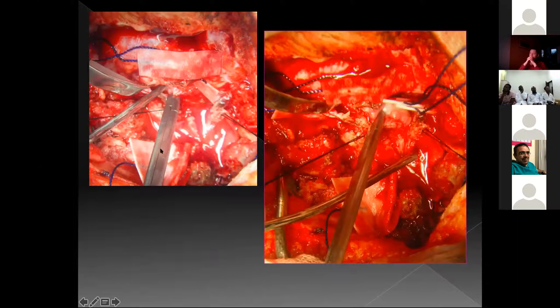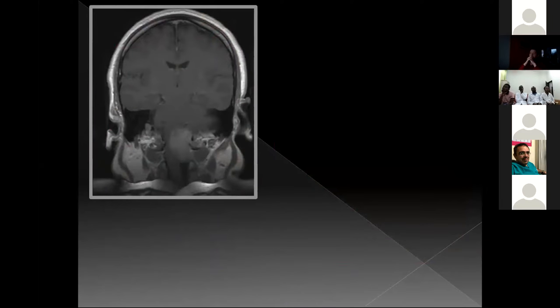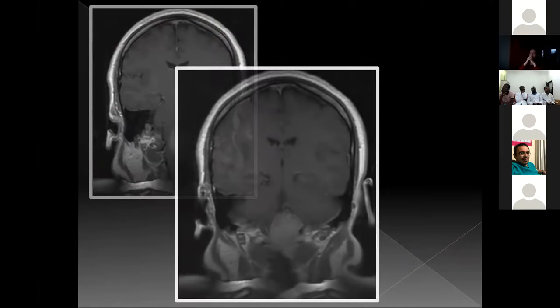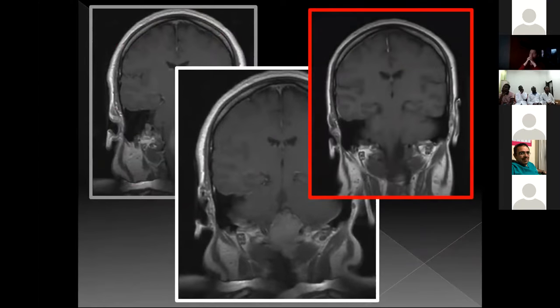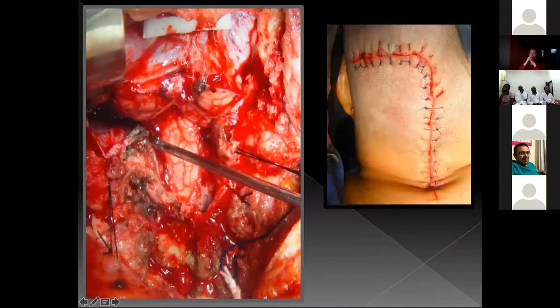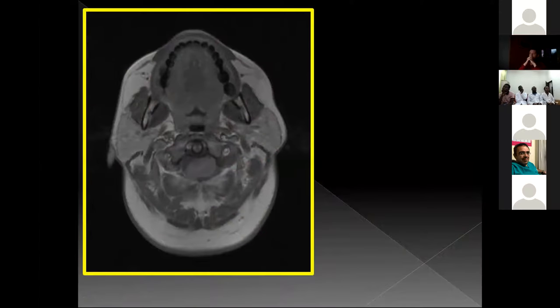We have some pictures of the transoperative resection of this meningioma. This is a coronal view in the preoperative stage, and this is the postoperative stage. Practically, the tumor was totally removed. After the resection of this tumor, here we have the incision that was made in this female patient.